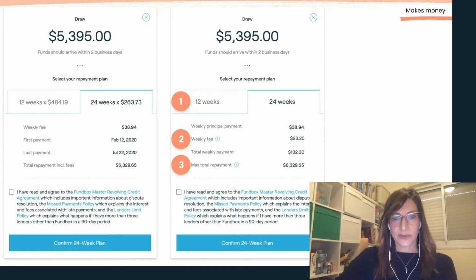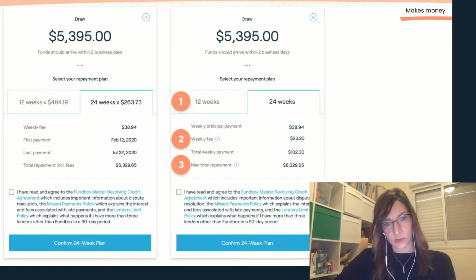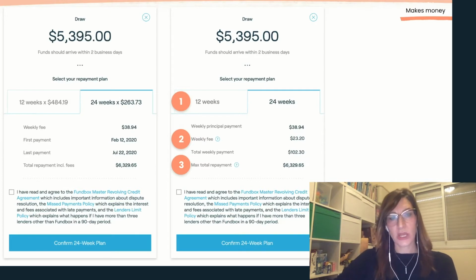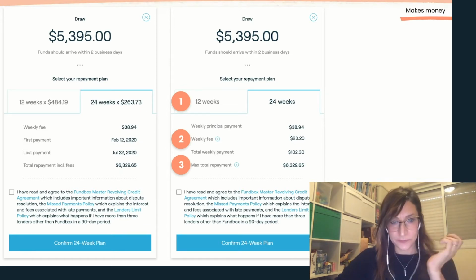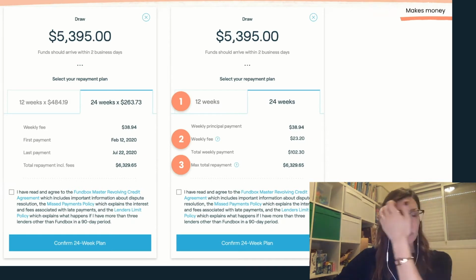One was at the top where they first decide how many weeks. It used to say, for example, 24 weeks times $263. Now, this is your total weekly payment. This means that over the course of 24 weeks, each of those weeks, you'll pay $263. Users thought that this was the amount of fees that they would pay, not their complete payment, including fees and principal. So what we decided to do was simply to remove it.